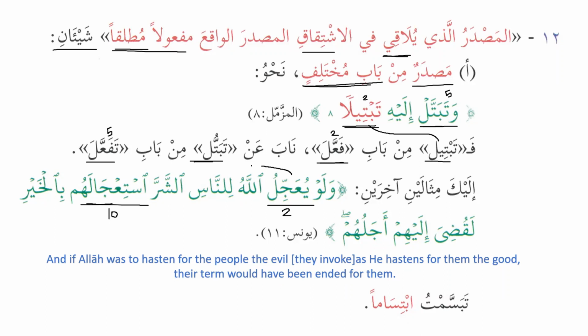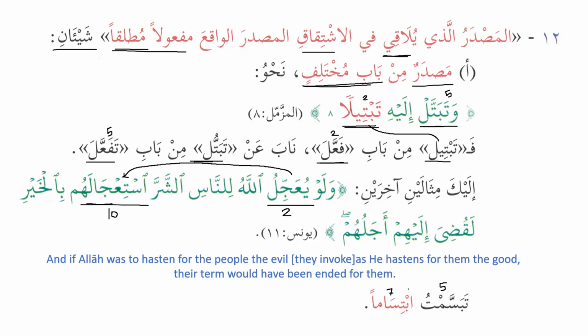Now we can see over here that the verb is from number 2, and then the masdar that is being used is from number 10. And if Allah was to hasten for the people the evil, as they invoke, as He hastens for them the good, their term would have been ended for them. So now we can see over here that here we have number 2 and here we have number 10. Tabassamtu ibtisaman. Tabassama yatabassamu tabassuman is from number 5, and ibtasama yabtasimu ibtisaman is from number 7, right?